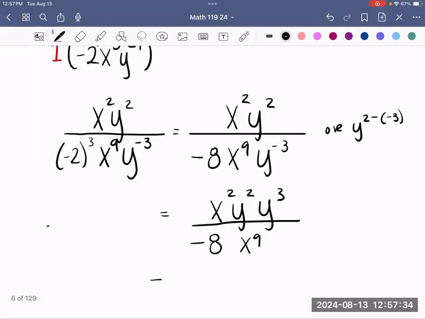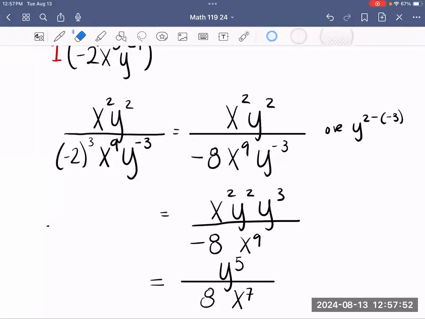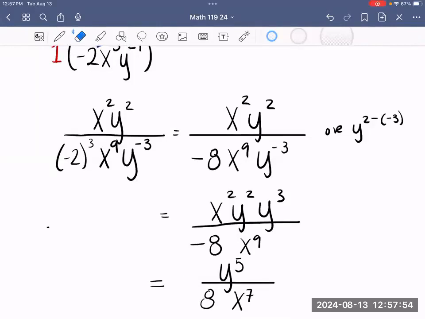Now we can go ahead and simplify. So we have y to the 5th above. We have x to the 7th below. Subtracting 2 by 9, you will still get a negative 7. So then the negative just drops us to the denominator. You have 8. And we still have a negative out front.